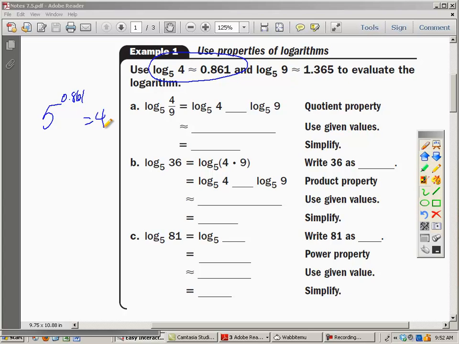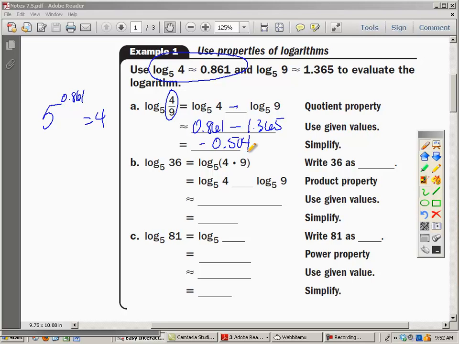All right? So log base 5 of 4 over 9, again, because that's a quotient, becomes log base 5 of 4 minus log base 5 of 9. And since log base 5 of 4 is 0.861 and the other is 1.365, this becomes negative 0.504.